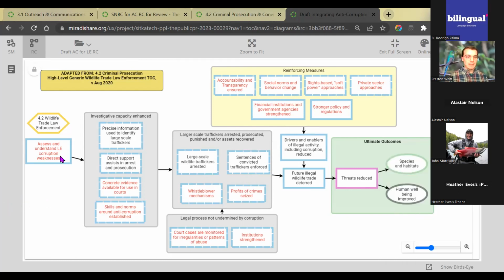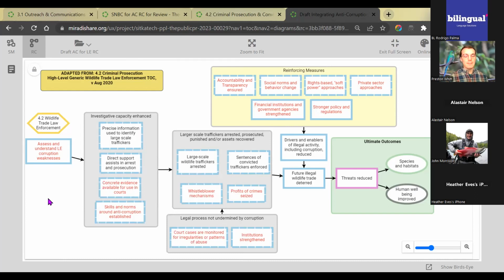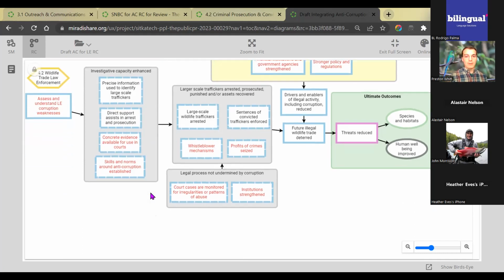But just starting from the beginning, again, the importance of doing political economy analysis or some other situation analysis that can identify the corruption risks in law enforcement, not only doing that, but making sure that your approach to understanding what weaknesses exist in the law enforcement system can capture where corruption may be taking place. So understanding those weaknesses, you would then move into the activities to try and build that capacity. Some of those here that are in black are directly from CAMEL. And then the ones that we've added in red are from TNRC resources.